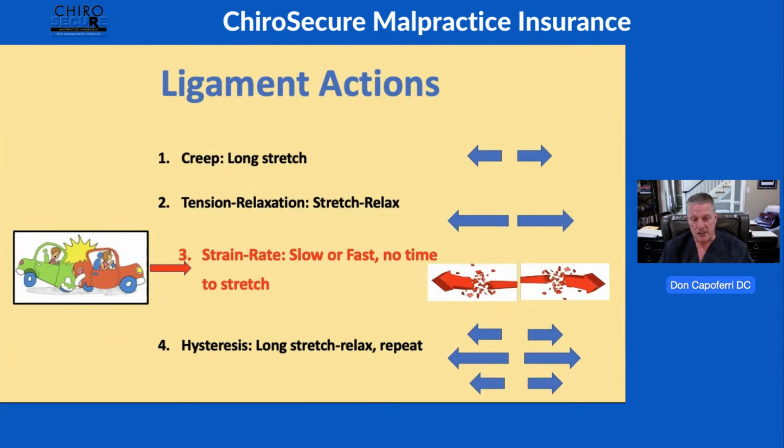Then you have strain rate. Slow or fast, but no time to stretch. Athletes stretch before they compete. Chances are people in a car crash did not stretch that morning to prepare their ligaments for the impact that they are unaware is going to happen later in the day. And then you have hysteresis.